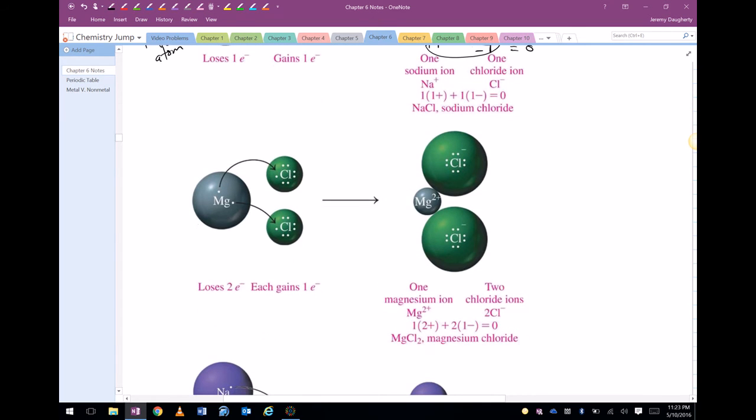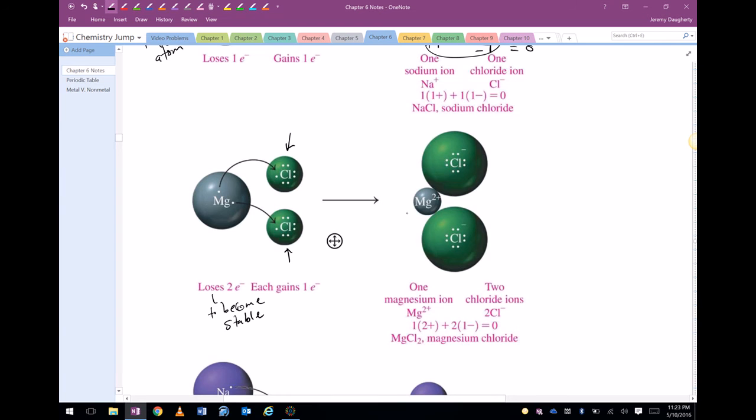Now let's take a look at magnesium and chloride. So chloride remains the same. Now we're going to switch on magnesium. Magnesium will lose 2 electrons to become stable. The chloride will only gain 1 electron. So we need 2 of these chloride ions.